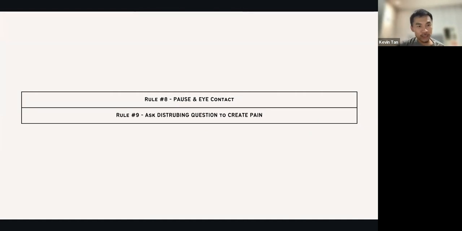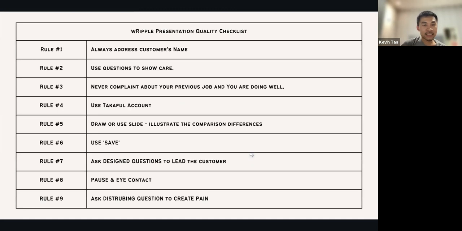Yeah. Always use who will take care of you. What would happen if you are not around as a breadwinner? Who is very important because we are people, we always think about our son, our father, our mother. When you say who, all these faces appear in your brain. Yeah. So ask disturbing questions to create pain. So let me sum up.